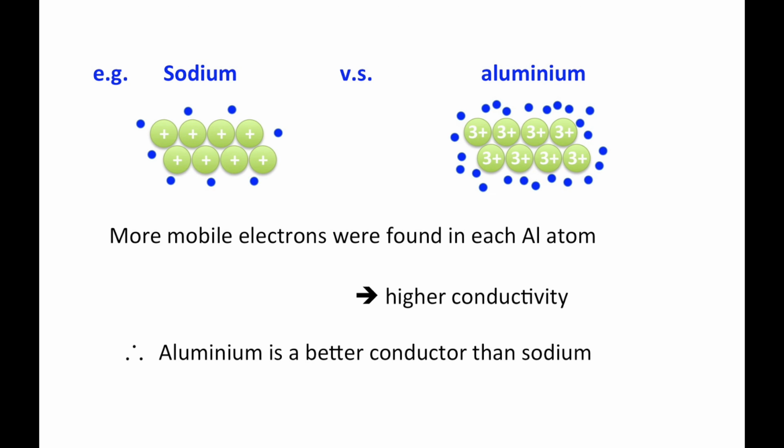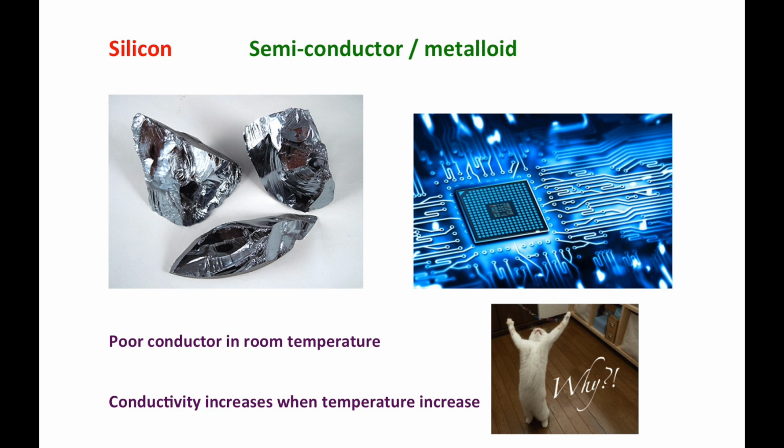So we can get a conclusion: for metals, when they have more mobile electrons, they become better conductors. The situation with silicon is a bit complicated because silicon is a semi-metal, so its conductivity should lie between that of metals and non-metal insulators. Its conductivity will be better at higher temperature. This is a bit weird and we will not discuss it at DSE level.